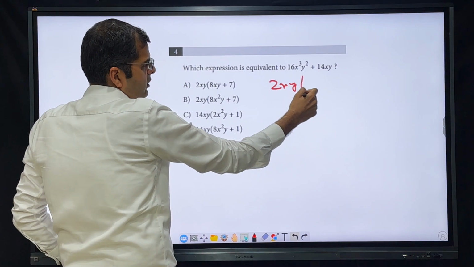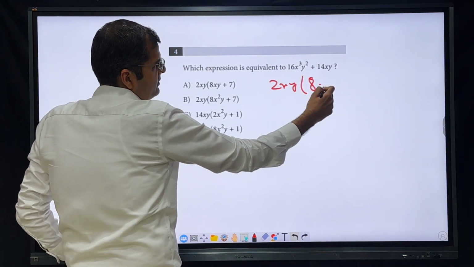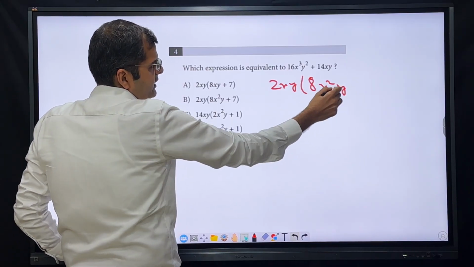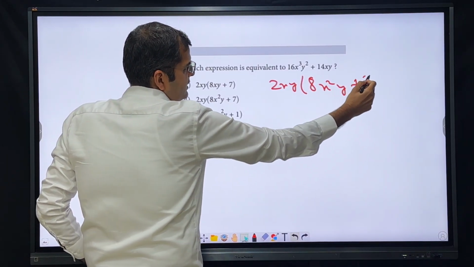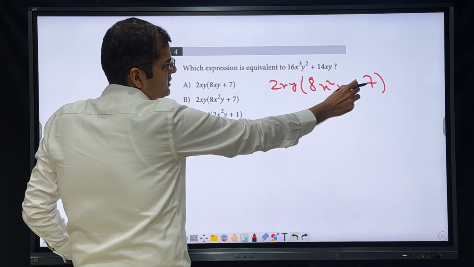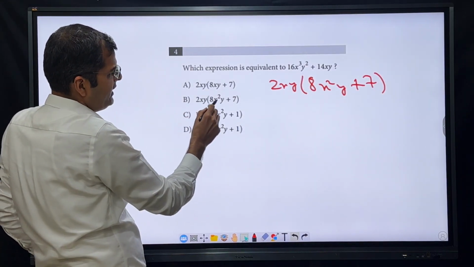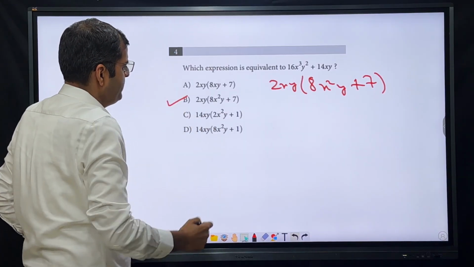Now which expression is equivalent to 16x cube y square plus 14xy? I'll take 2xy common. So it becomes 8 times x square, because I need x cube, and y, because I need y square, plus 7. 2xy into 7 is 14xy. So 2xy times 8x square y plus 7. Answer option B is correct.